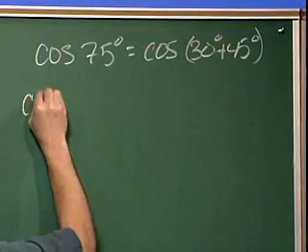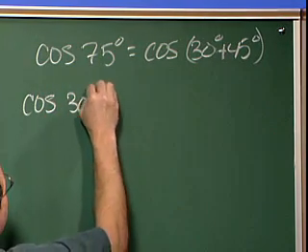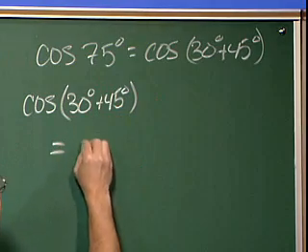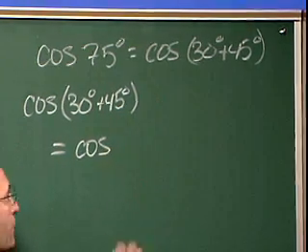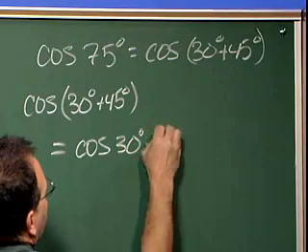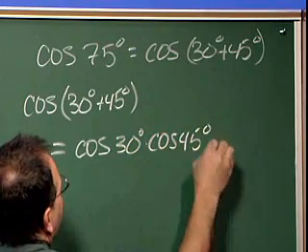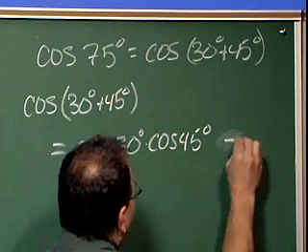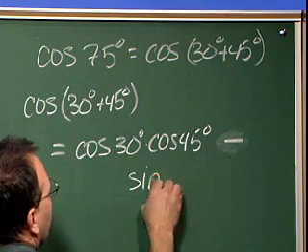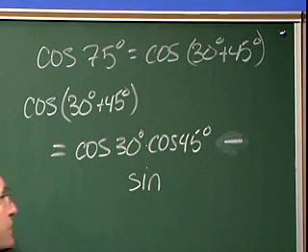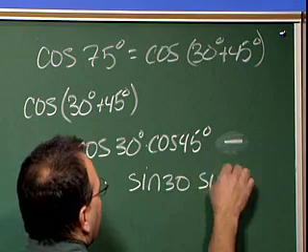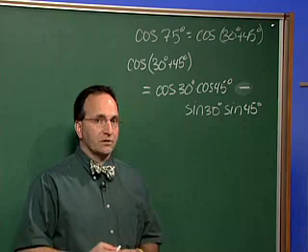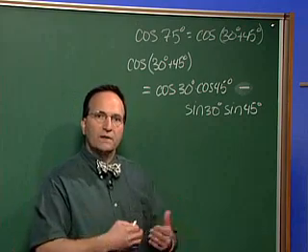And then the cosine of 30 degrees plus 45 degrees is equal to the cosine of 30 degrees times the cosine of 45 degrees, minus the sine of 30 degrees times the sine of 45 degrees. Both of these angles are special angles, and therefore they're ones we've memorized.